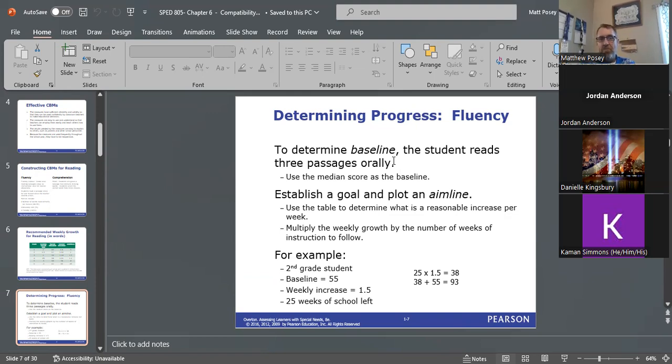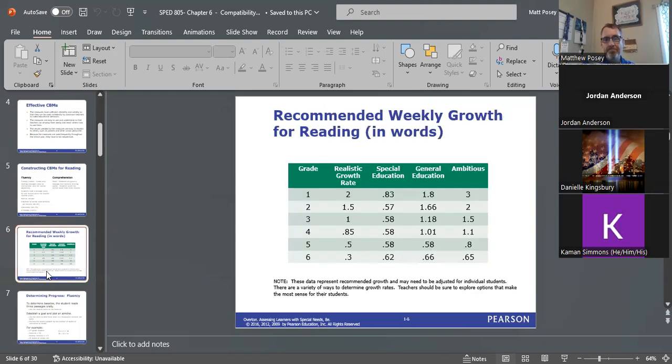You can use that table to determine what would be a reasonable increase per week based on their grade level from the previous slide. I'll back it up to here, just to give you an idea. You can use this as a way to judge what you think their aim line would be.